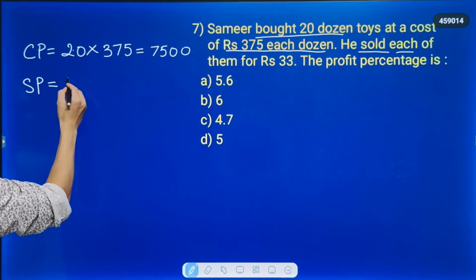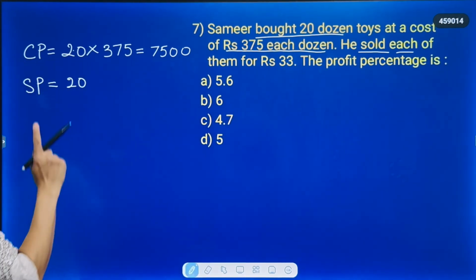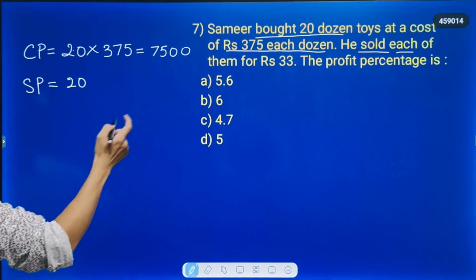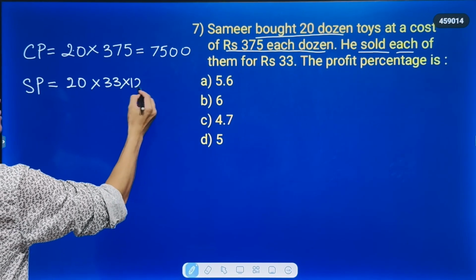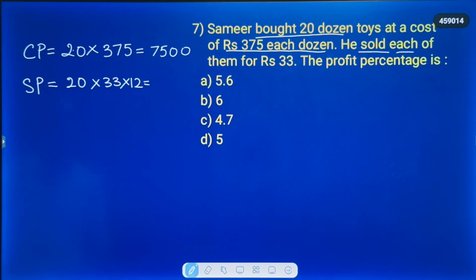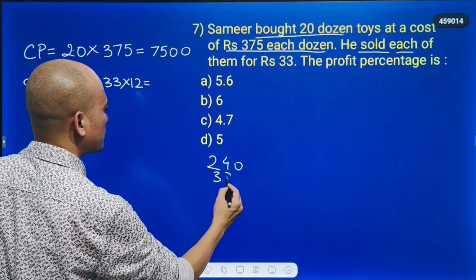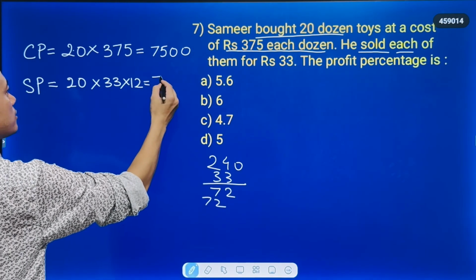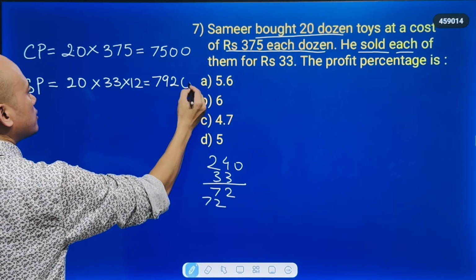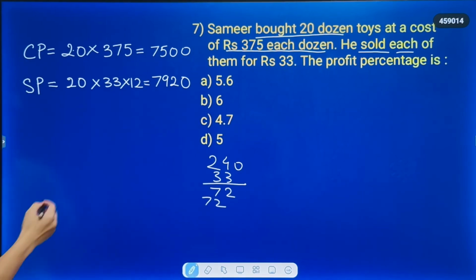What will the SP be for this many dozens? 20. Here the quantity is given for 1 piece, so we have to multiply by 12. So 20 into 33 into 12, how much will that be? 20 12s are 240, 240 into 33, if I do 240 into 33, this is 72, 72, so 7920. Now we can clearly see SP is greater than CP, so this is a case of profit.